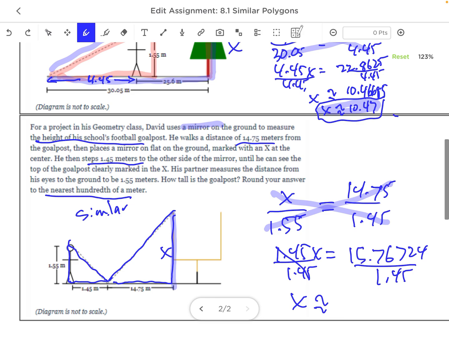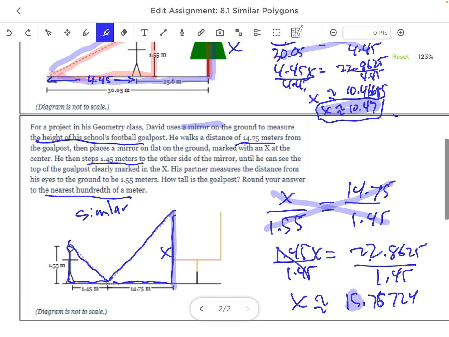All right, let's type it in. 1.55 times 14.75 is 22.8625. Then when we divide that by that 1.45, we're going to get our final answer of 15.76724, and let's write down those 5 digits like we talked about. Since we only want 2, right?